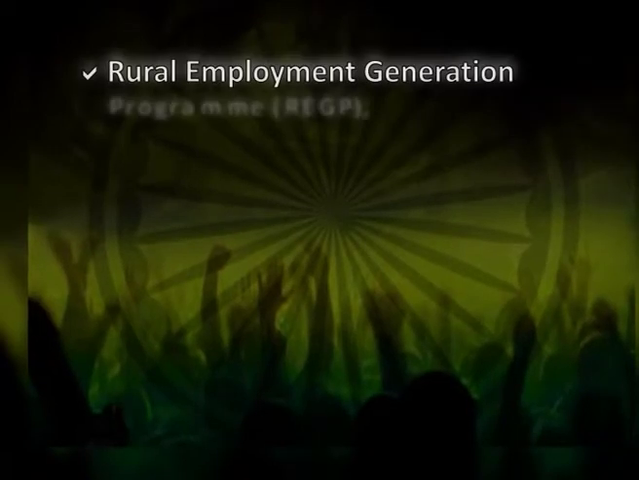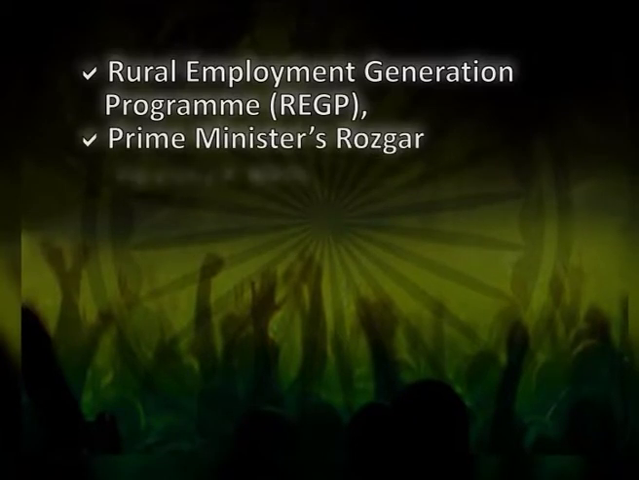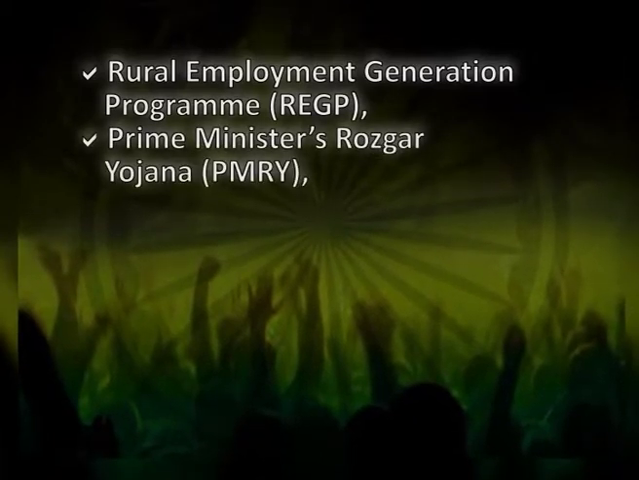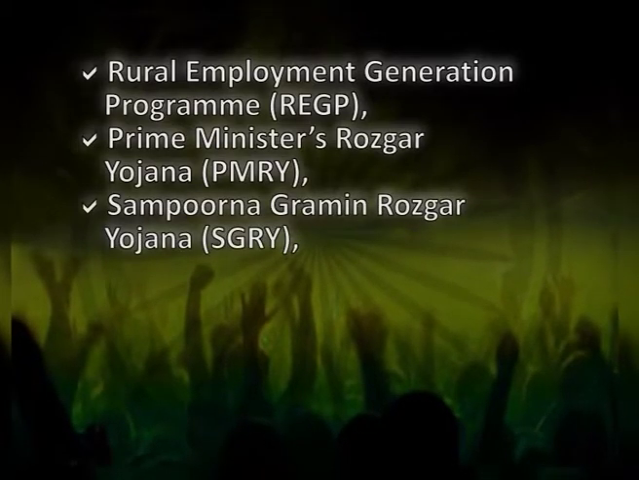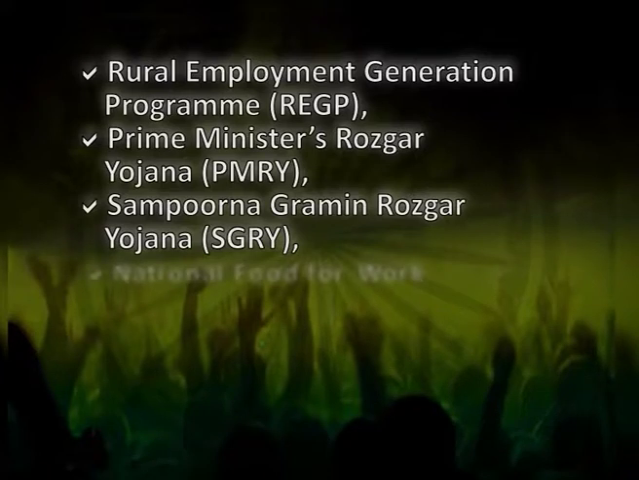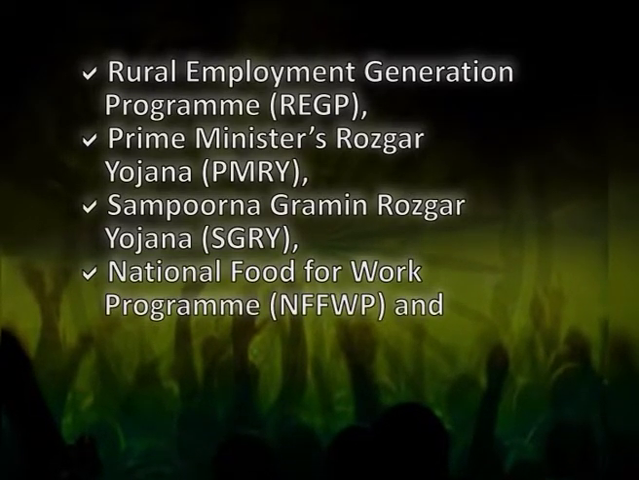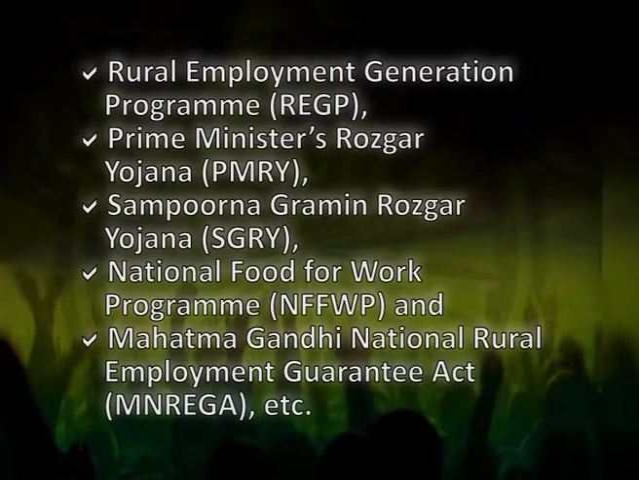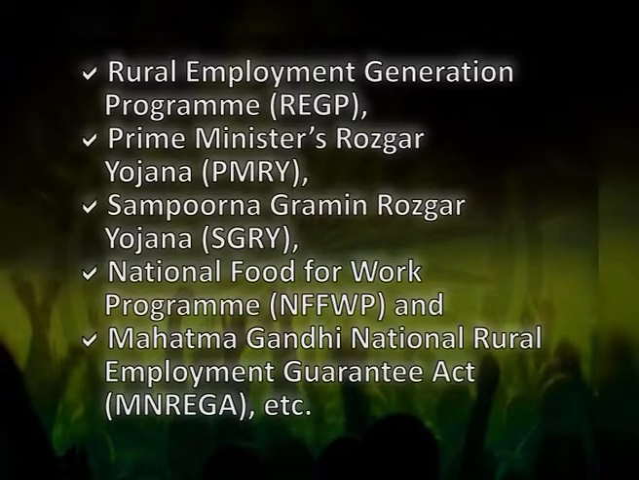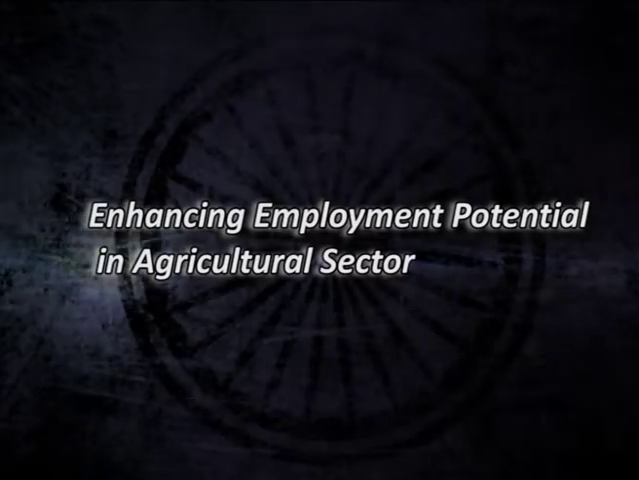Other prominent schemes include Rural Employment Generation Program (REGP), Prime Minister's Rozgar Yojana (PMRY), Sampurna Gramin Rozgar Yojana (SGRY), National Food for Work Program (FFWP), and Mahatma Gandhi National Rural Employment Guarantee Act (MNREGA), etc. Enhancing employment potential in the agricultural sector.